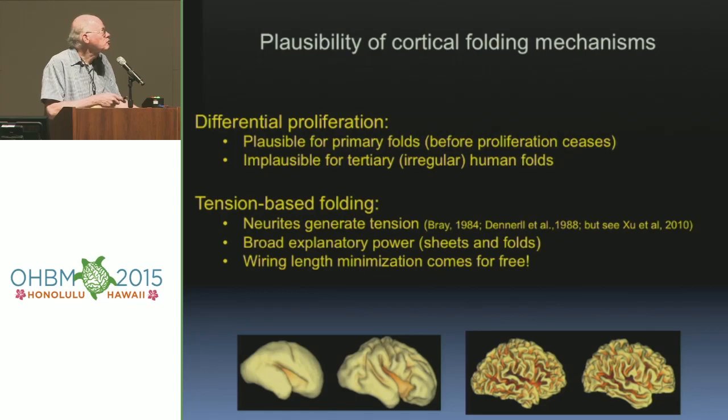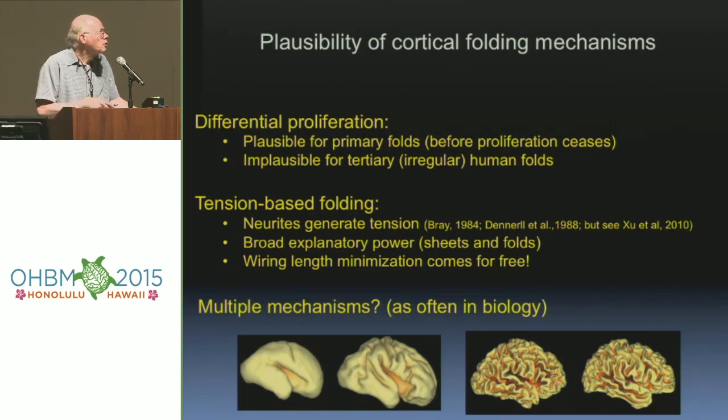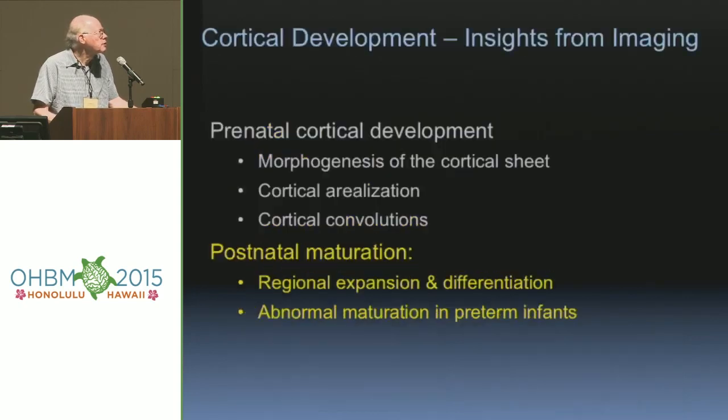It is attractive also because if neurons and axons are generating tension, they will tend, perforce, to minimize the overall wiring length, which is a hugely beneficial corollary of brain development. Multiple mechanisms show up often in biology, particularly in developmental biology, and I think that's a good framework for thinking about this particular issue of human cortical development, well, development in all species. So that covers the ground in terms of basic mechanisms of cortical morphogenesis.